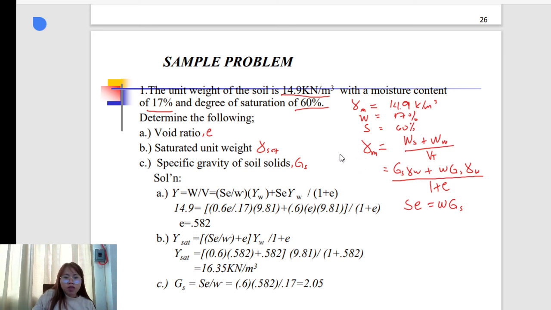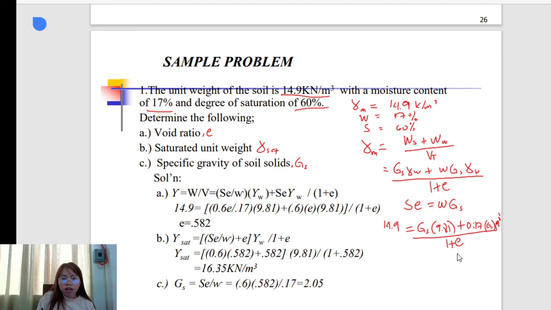The moist unit weight of soil is given as 14.9, equal to specific gravity, which is unknown, but let's leave it as G sub S times unit weight of water, that is 9.81, plus moisture content, which is given, 0.17 times G sub S, unknown, times unit weight of water, 9.81, over 1 plus E, di ba? We are required to determine the E.